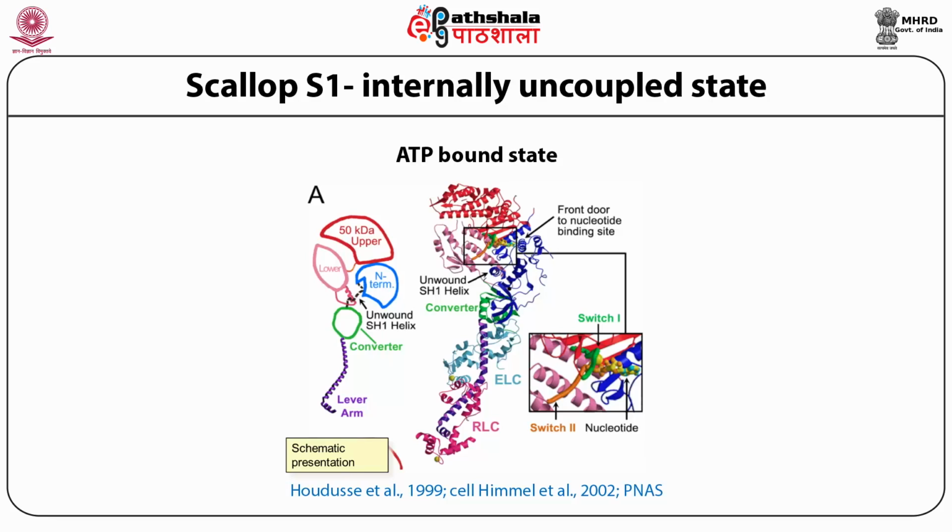Now here there are several discussions about the probability of this structure state in the contractile cycle. If you look at the structure, here the upper 50 kilodalton domain, lower 50 kilodalton domain, N-terminal domain are exactly in the same place, but the SH1 helix is melted and the connection between the motor domain and the lever arm is lost. Now this structure represents the ATP bound state where the structure is wobbly, and it should not transmit the unproductive movement of myosin in the contractile cycle when the nucleotide is bound.